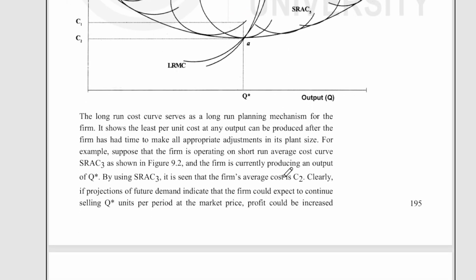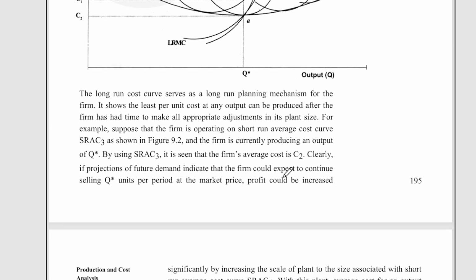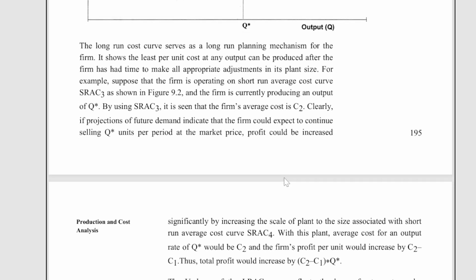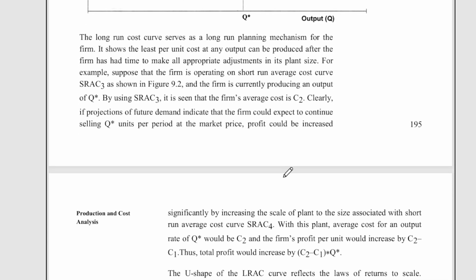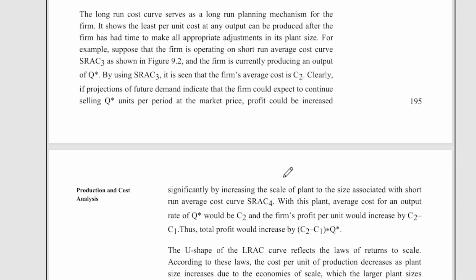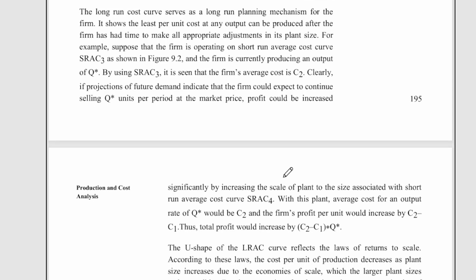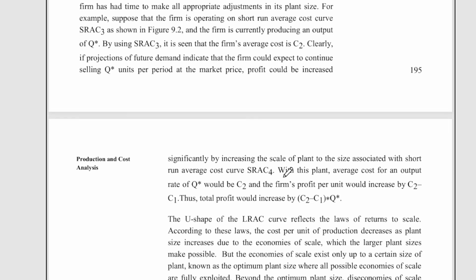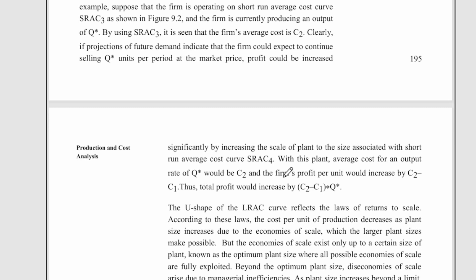And the long run cost curve serves as a long run planning mechanism for the firm, and it shows the least per unit cost at which any output can be produced after the firm has had time to make all appropriate adjustments in its plant size. For example, suppose that the firm is operating on short run average cost curve SRAC3, shown in figure 9.2, and the firm is currently producing an output of Q. By using SRAC3, it is seen that the firm's average cost is C2.